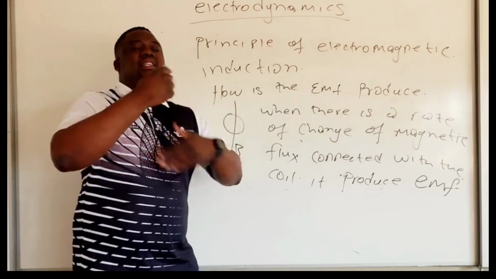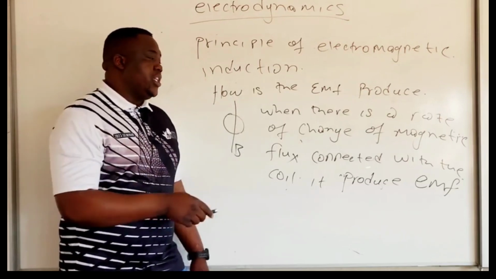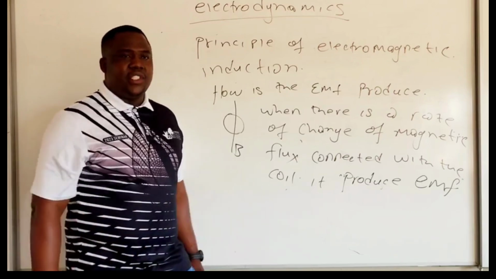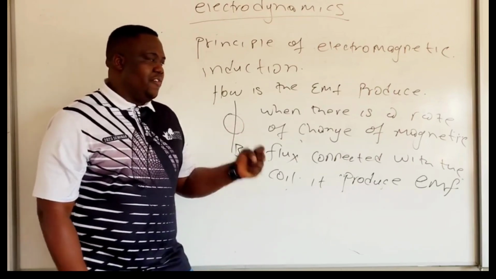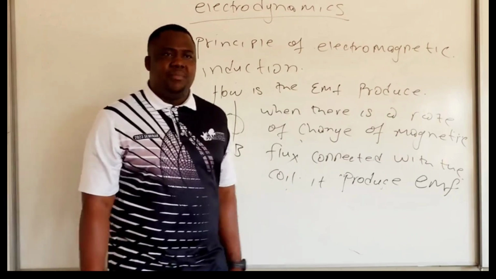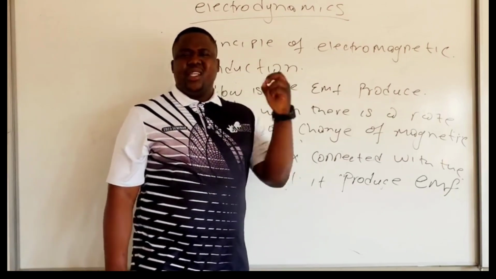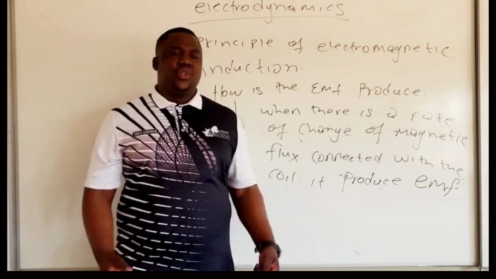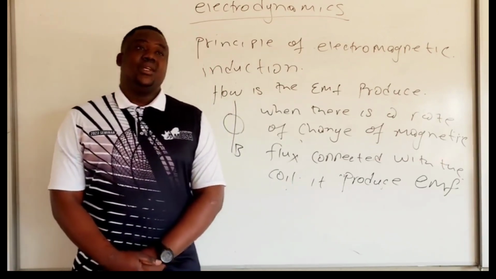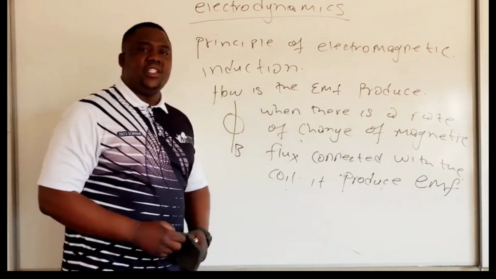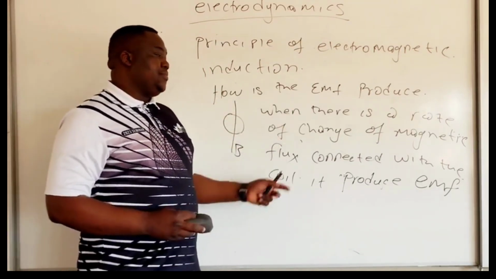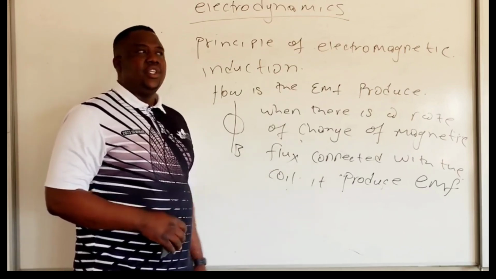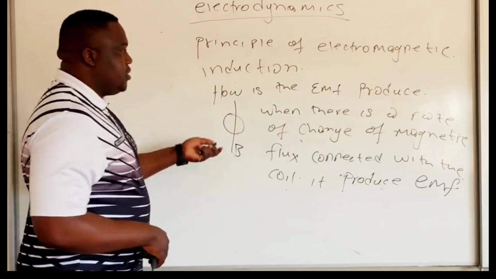It means there is a rate of change of magnetic flux which results in the production of the EMF, electromotive force, and when electromotive force is developed, what will happen? It is going to induce current. I told you do not be afraid of the word induce. To induce simply means to produce. So yes, the rate of change of magnetic flux causes the production of the EMF, which induces current.